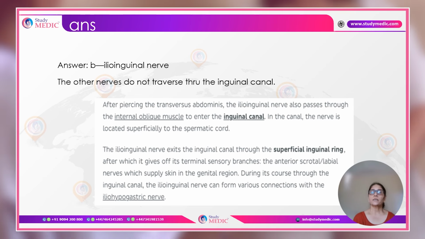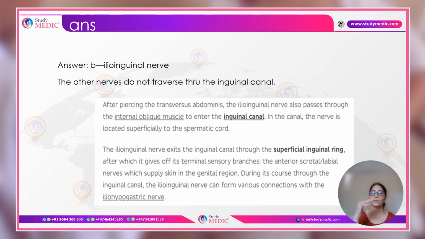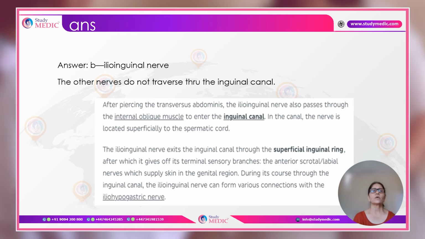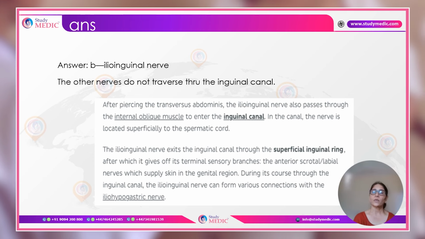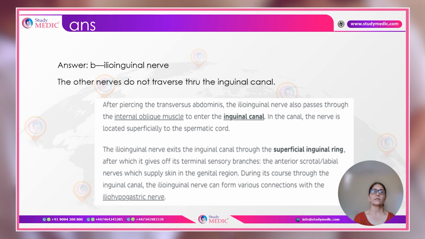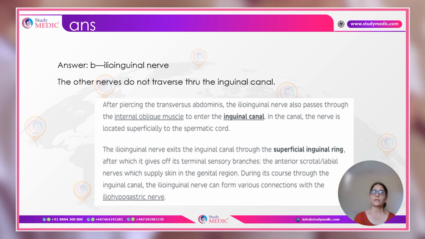The iliohypogastric doesn't pass through the inguinal canal. It pierces the internal oblique but supplies downwards. Whereas the ilioinguinal enters the inguinal canal, traverses through it, and then exits through the superficial inguinal ring, and then it gives off its terminal branches, and they supply the genital area.